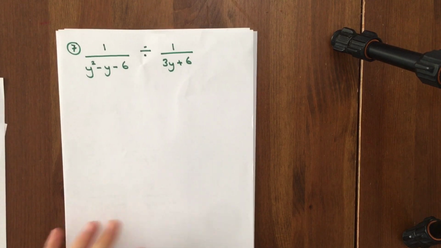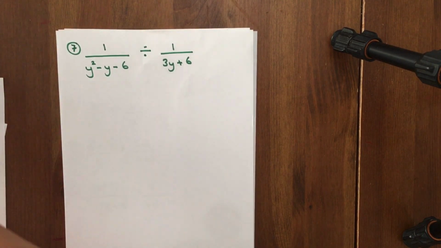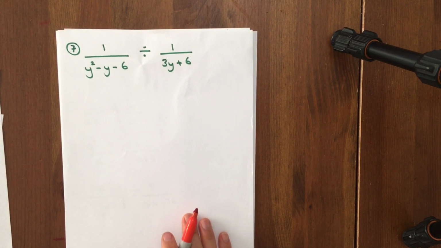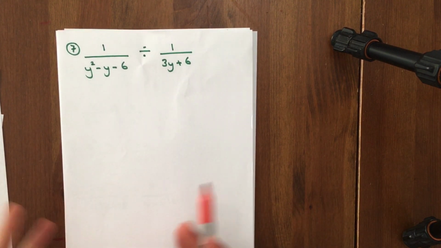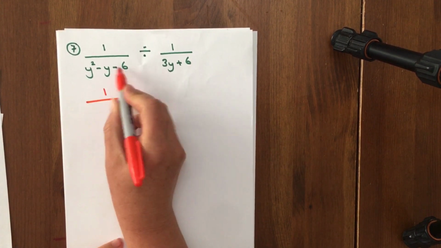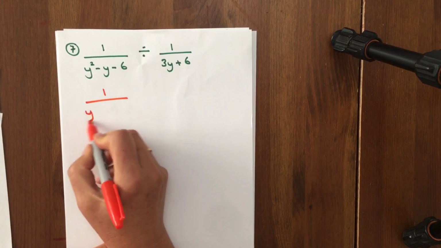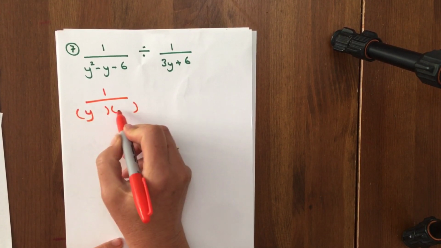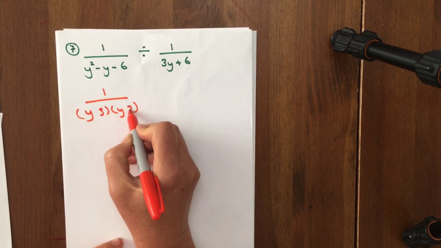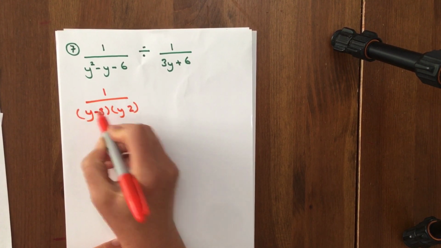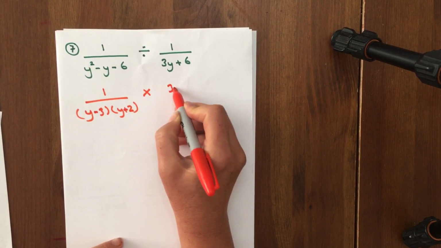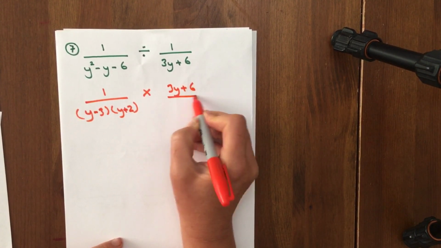And let's look at one last example on this. At the moment I can't see anything I can cancel, but if I factorise here, I've got a quadratic. So I know 3 and 2, it's got to be 3 and 2 here. One's got to be negative and one's got to be positive. Change that and flip the second fraction.